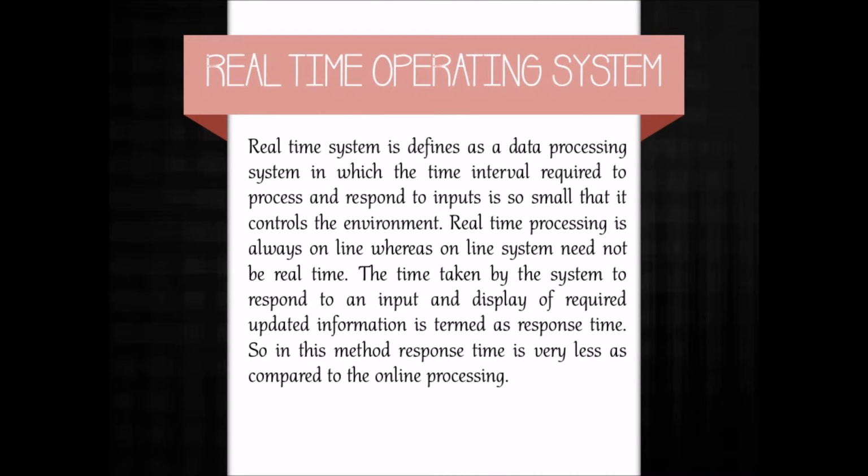Real-time system. It is defined as a data processing system in which the time interval required to process and respond to inputs is so small that it controls the environment. Real-time processing is always online, whereas an online system need not be real-time. The time taken by the system to respond to an input and display the required updated information is termed as response time. So in this method, response time is very less as compared to online processing.